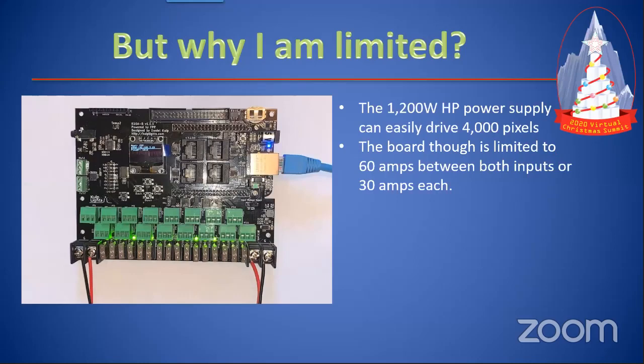Again, why am I limited? The HP power supply can easily drive 4,000 pixels. The board, though, is limited to 60 amps, so 30 amps on each bank. Again, that's 12 to 1,500 pixels per bank to stay within the safe range.